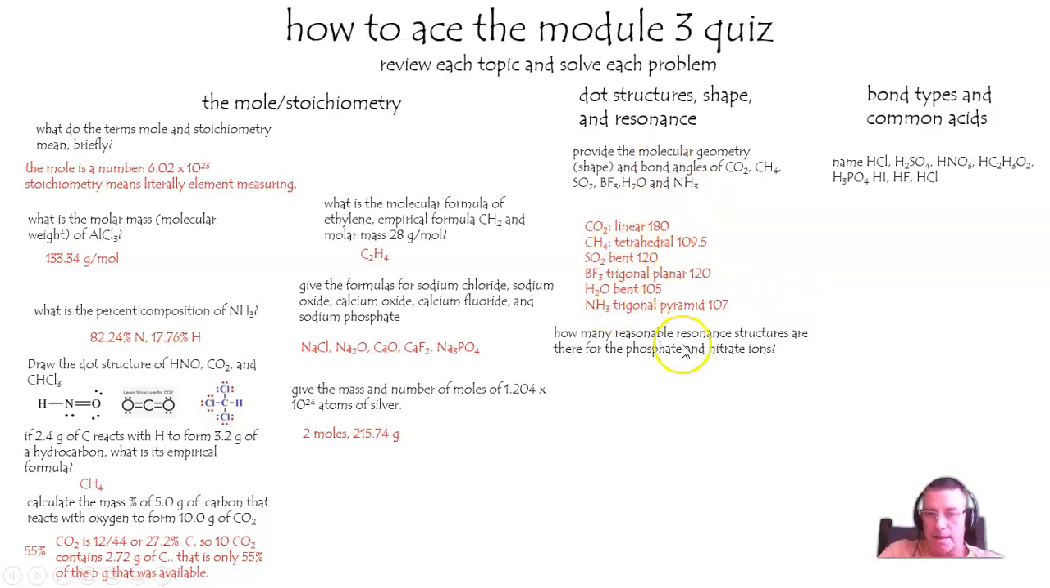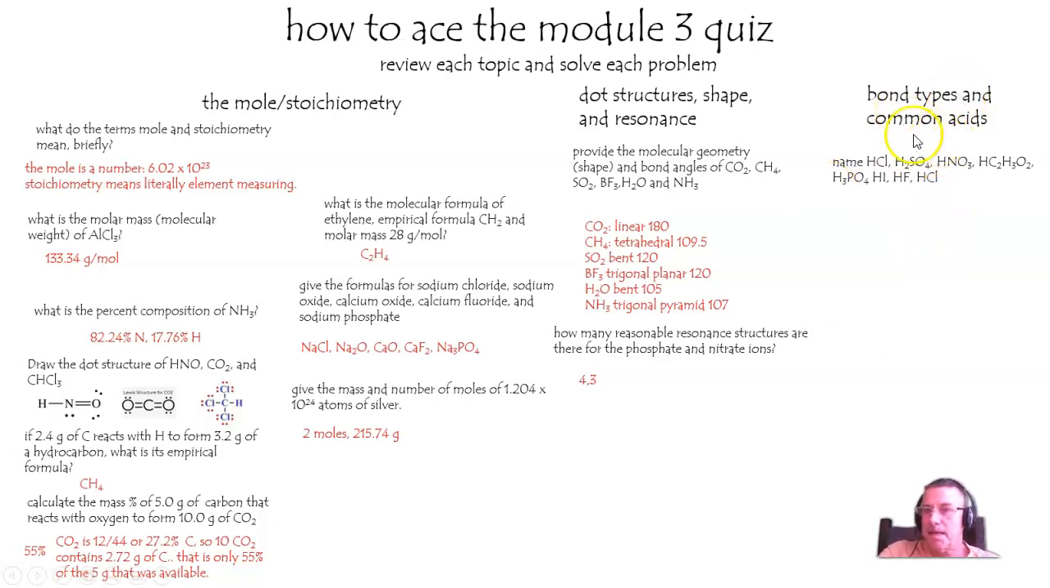These take some practice. How many reasonable resonance structures are there for phosphate and nitrate ions? Now, in the lesson, they point out that resonance structures are beyond the scope of the course, and then yet they ask this. So I would just memorize these 2 phosphate and nitrate ion resonance structures, or I would have them written down somewhere. And you end up with 4 for the phosphate and 3 for the nitrate. Since they say it's beyond the scope of the course, I'm not going to go into any more detail.